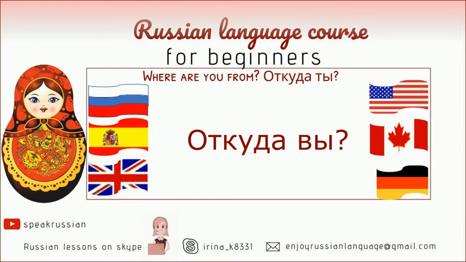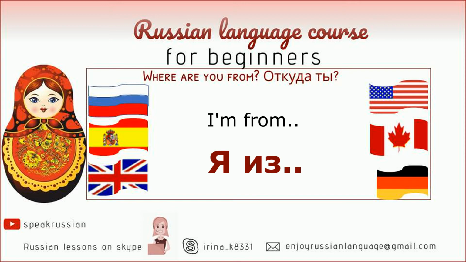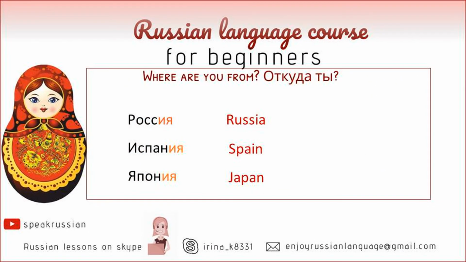And now let's see how we can answer this question. We need to put the pronoun я in first place, that is the subject of the sentence, followed by the preposition из. Я из. And finally, we need to put the name of the country we came from in the genitive case. So, let's see how we can decline the names of the countries according to the genitive case.